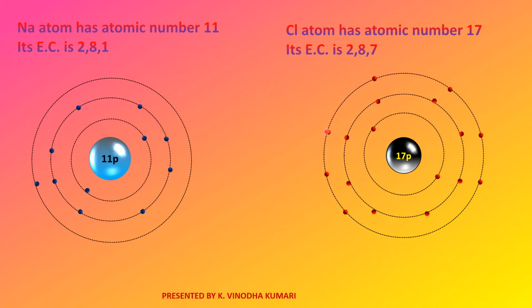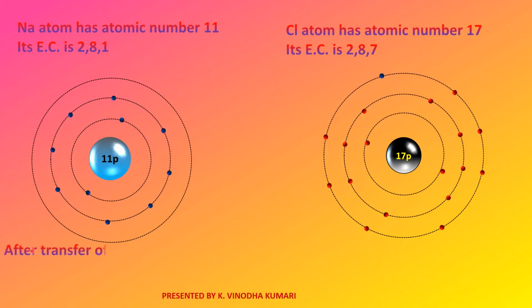So now let us see the transfer of electron from sodium to chlorine. One will form a positive ion and the other will form a negative ion. Sodium will form a positive ion and the chlorine will form a negative ion. See the transfer of electron. This is the transfer of electron from sodium to chlorine.